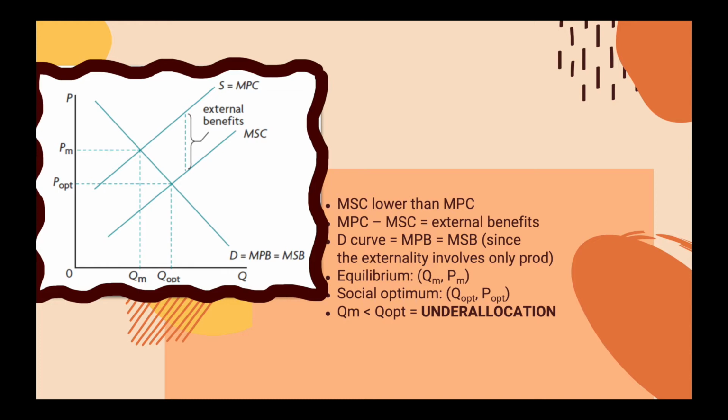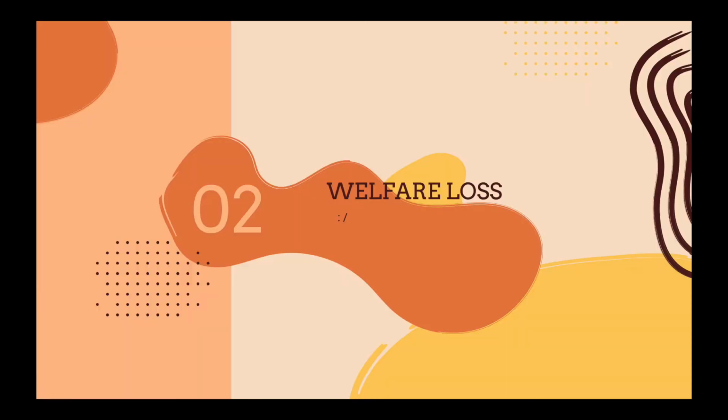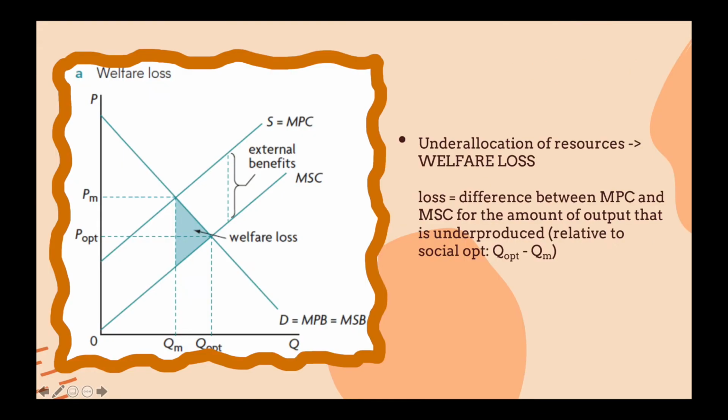The fact the social optimum quantity, Q-opt, is greater than the equilibrium quantity, QM, indicates an allocative inefficiency as the market is underallocating resources. As introduced in the previous slide, there will be an underallocation of resources arising from positive production externalities. This underallocation is referred to as welfare loss. This welfare loss is the benefits that society has foregone by not producing enough of the product. In order to calculate the welfare loss, you must find the difference between the social optimum quantity and the equilibrium quantity by subtracting QM from Q-opt.